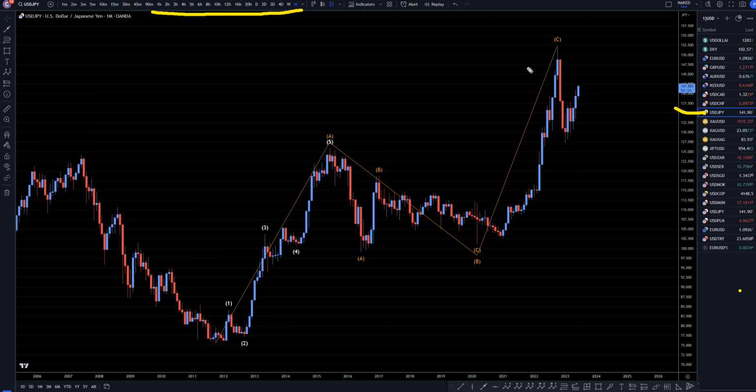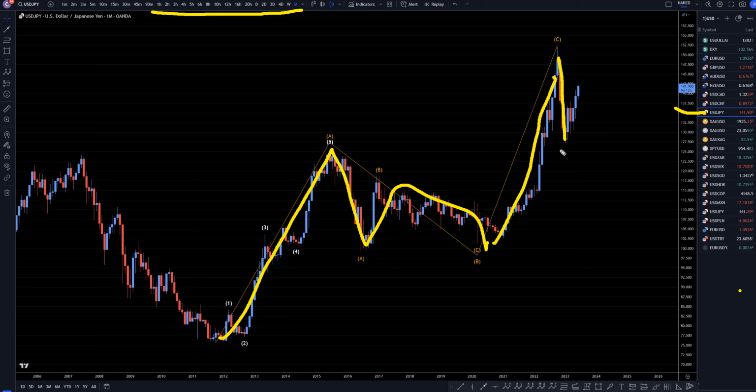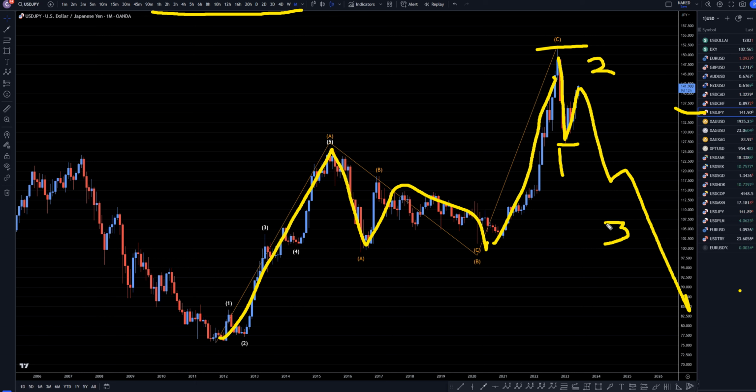So on the US dollar yen monthly, I still think this looks like a big A, three waves down for a B, and then another uptrend for the C. If that is true, that means this move down is like a 1, this move up is actually a correction to this move down, and eventually it's going to end that correction like a wave 2, and then continue the downtrend for a wave 3.